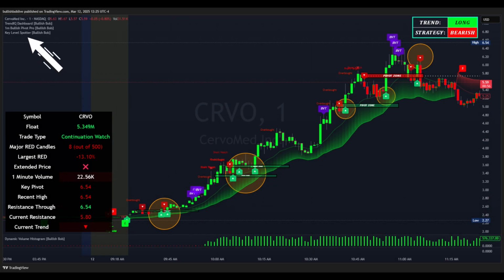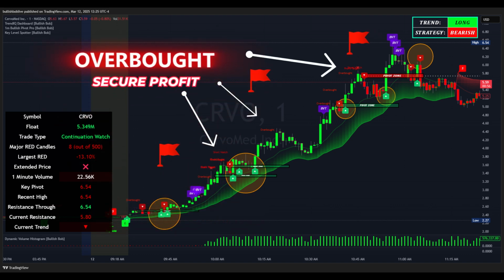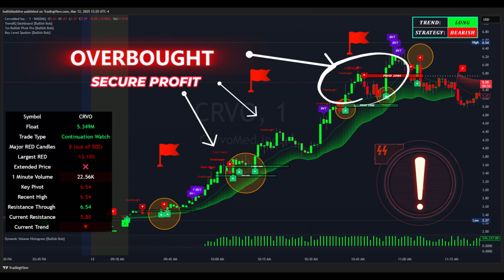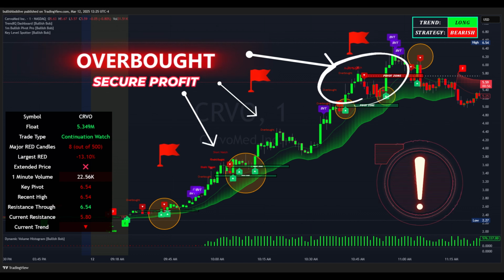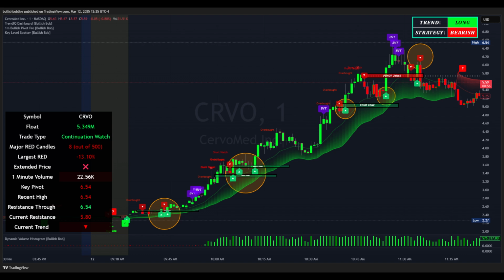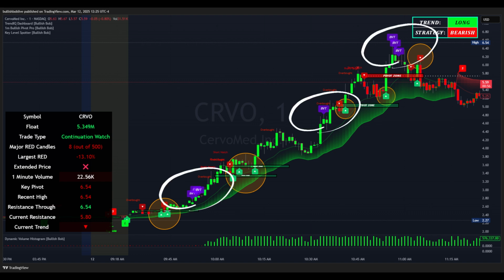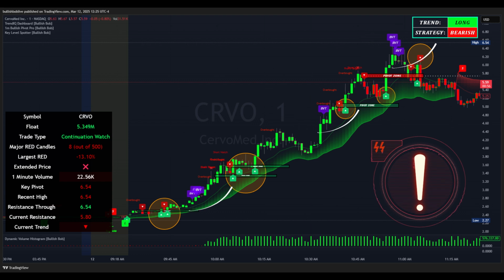The Key Level Spotter is designed to forecast potential overbought and oversold areas on the chart. While similar to the RSI, it goes a step further by utilizing a predictive formula to estimate future overbought and oversold levels. This feature helps identify predetermined profit-taking points for both long and short positions, aligning with key areas where traders commonly secure profits. BVT alerts indicate a bullish vertical trend, which serves as a potential red flag.